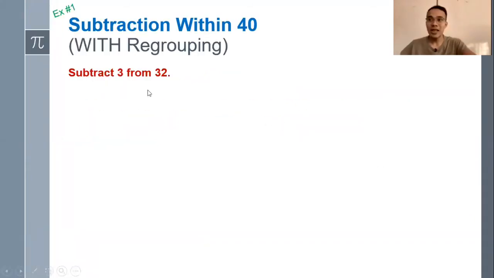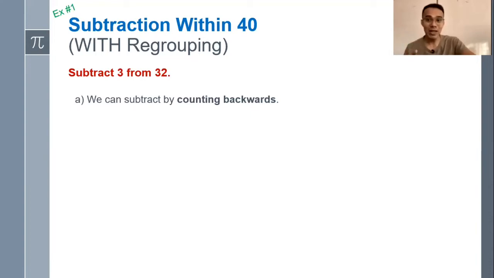Subtract 3 from 32. In other words, we are going to remove 3 objects from 32 objects. Let's answer this problem in 3 methods. Method number 1, we can subtract by counting backwards. In addition, you can add by counting on or forward. In subtraction, we can subtract by counting backwards.